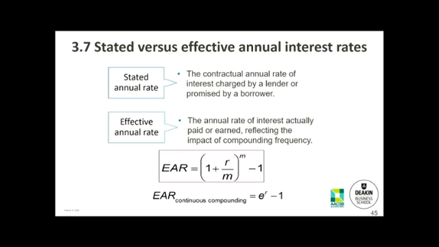EAR, your effective annual rate, equals 1 plus your stated annual rate R, where R is the stated annual rate, divided by M, where M is the number of compounding periods, monthly, quarterly, fortnightly, to the power of M, minus 1. It is an annual rate. An annual rate that reflects your true interest payments. Any questions up to this stage?